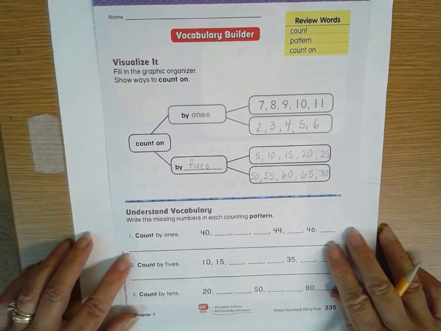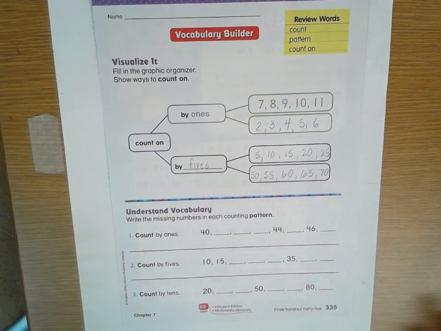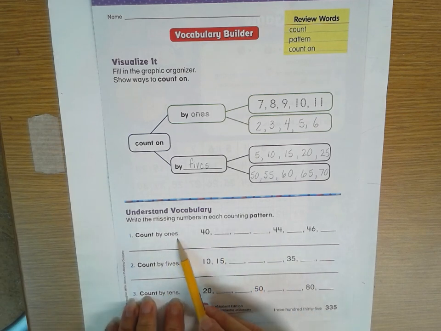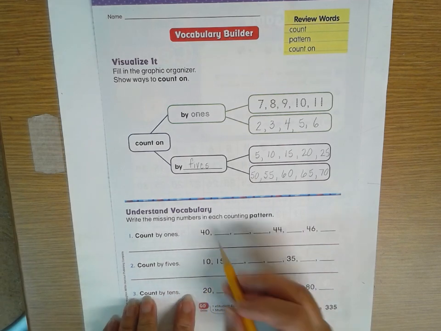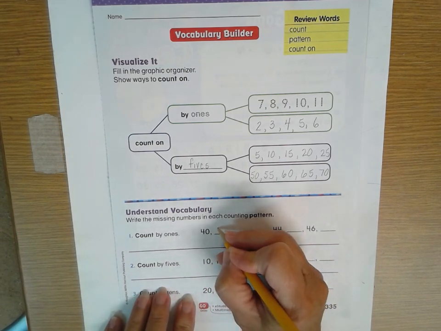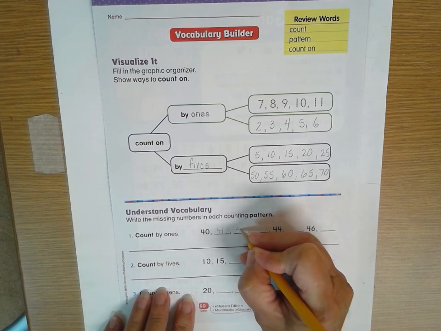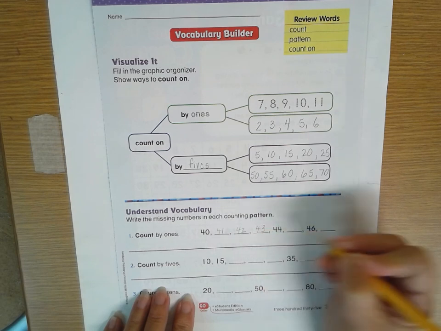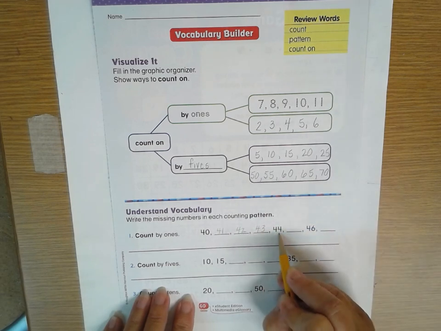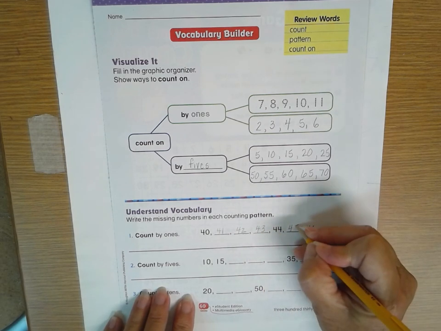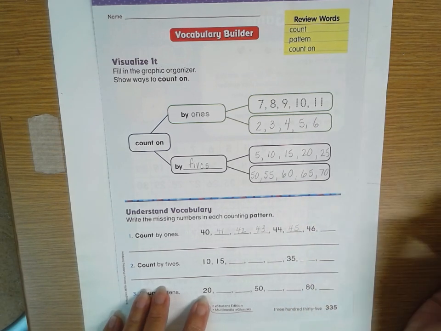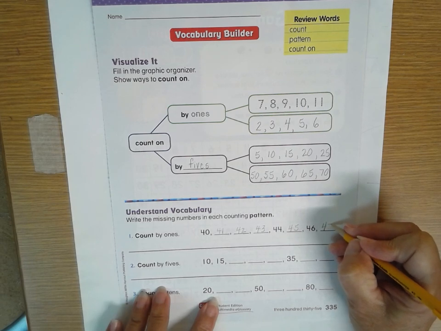On the bottom where it says understanding vocabulary, it says write the missing numbers in each counting pattern. Count by ones. So we're just going to count. 40, 41, 42, 43, they gave us 44, 45, they gave us 46, the last one would be 47.